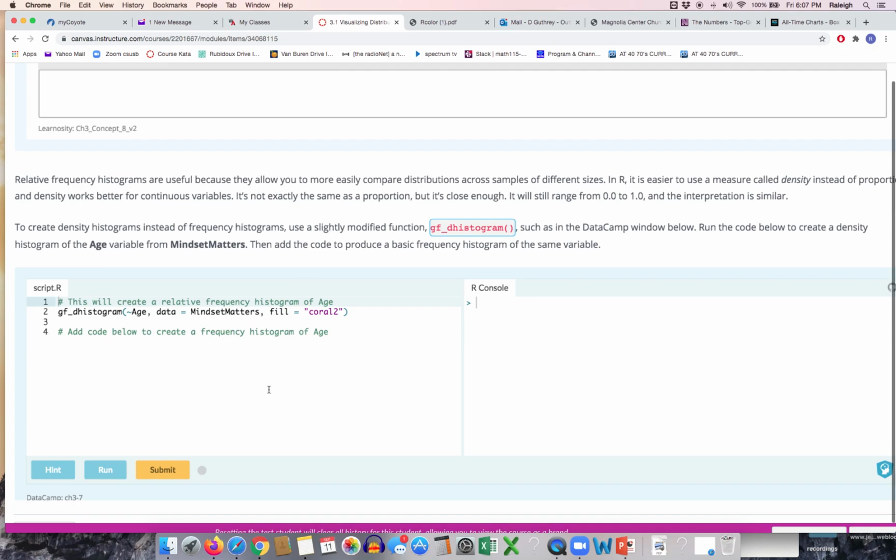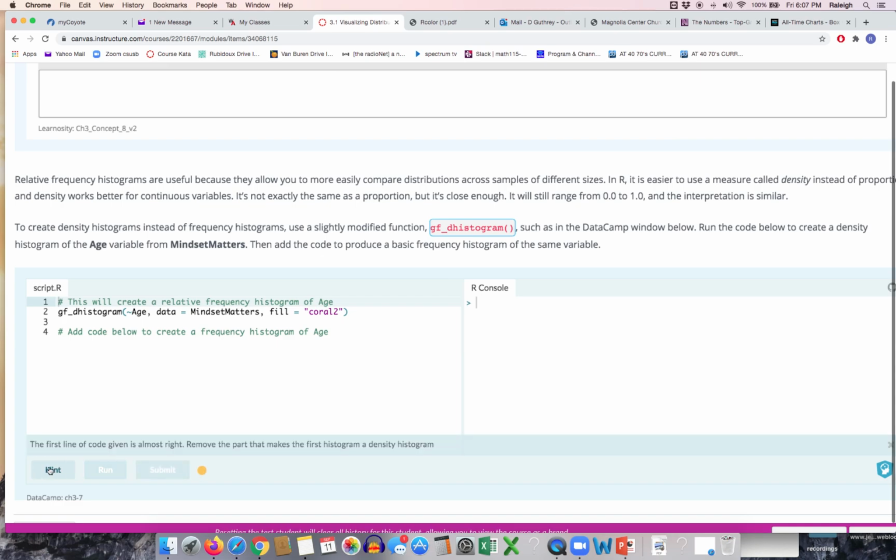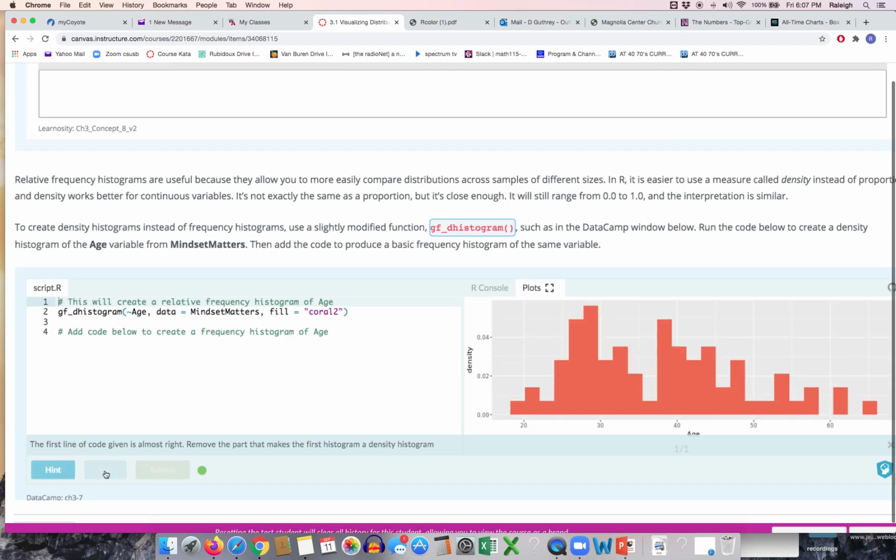So we can see what happens with this one. It says we have a new command, gf_dhistogram with parentheses. And what will happen is a density histogram. The only switch is you put a D in front of the histogram. That'll convert it to a proportion for you. And I think we can just run this one. Let's see. First line is almost right. Remove the part that makes the first histogram a density histogram. So what we'd like to do is, I think that's actually a mistake because we do want a density histogram. So yeah, that was a mistake.